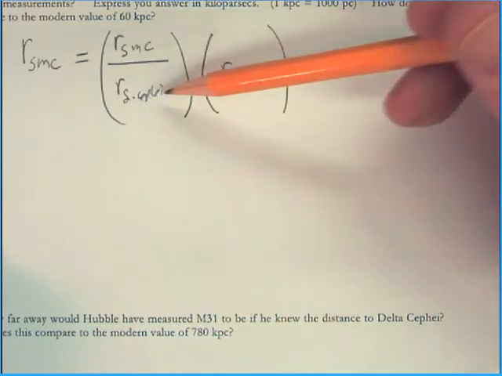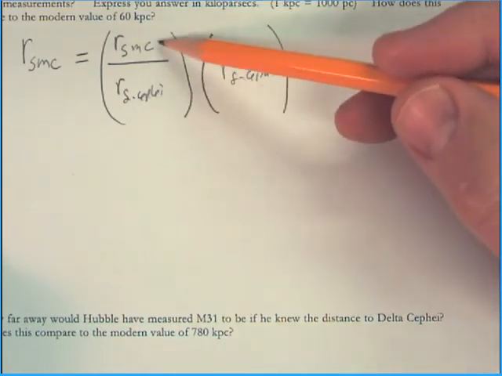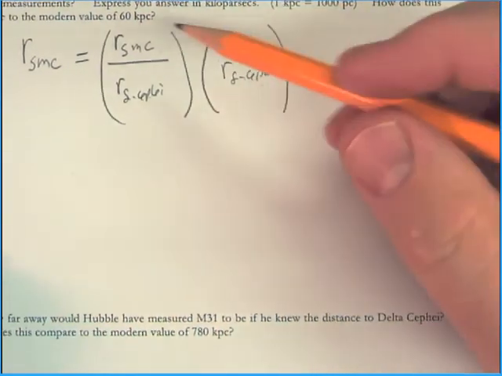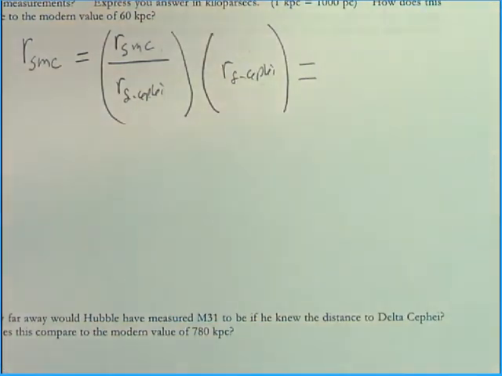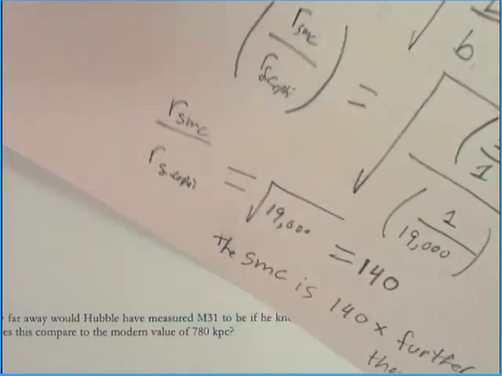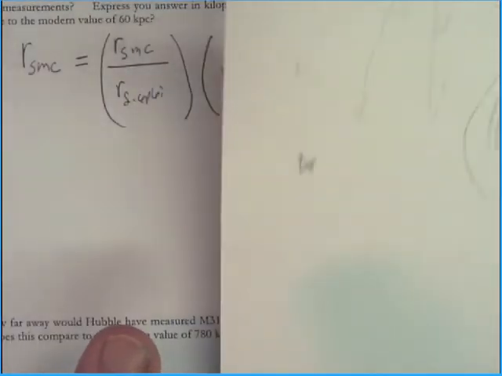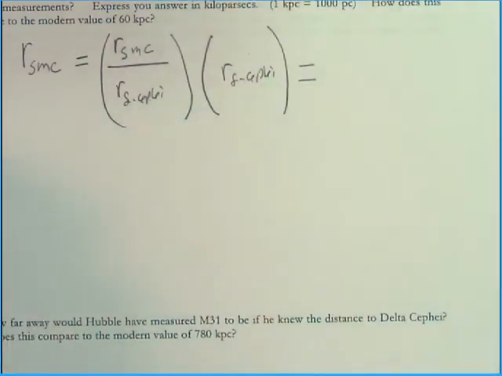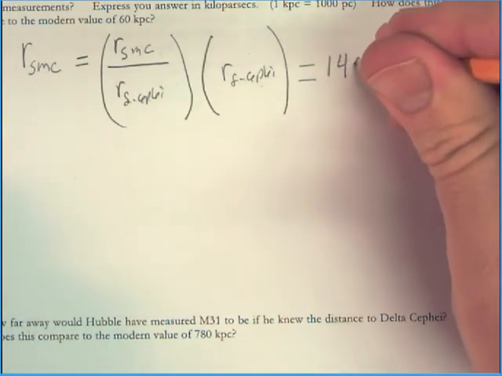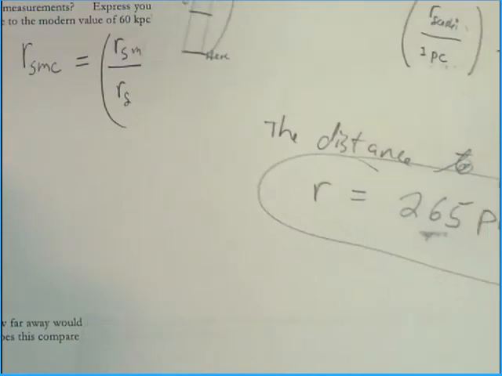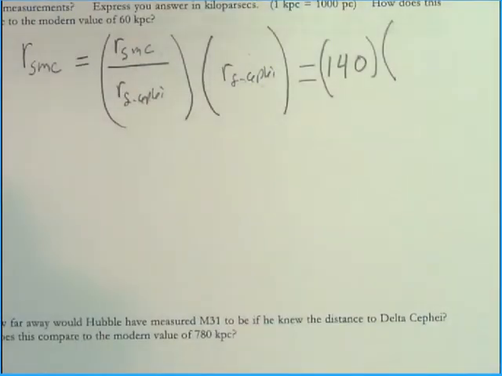Notice that these two would just cancel right out. But we know this ratio, and we know this. So that's equal to, well, we got this ratio way back earlier. See? The SMC is 140 times further away than delta Cepheid, and that was part B. So we know that this is 140, and we just got the distance to delta Cepheid in the last part of the question, which was 265 parsecs.